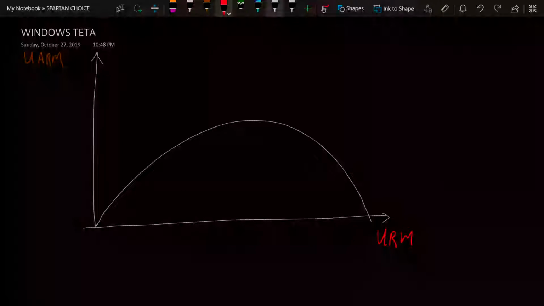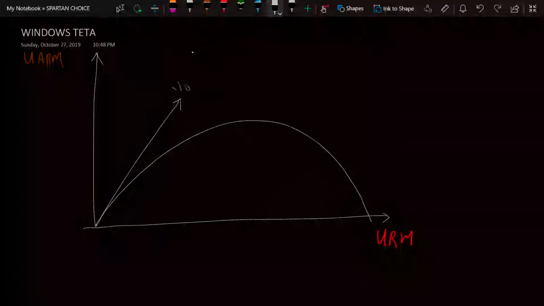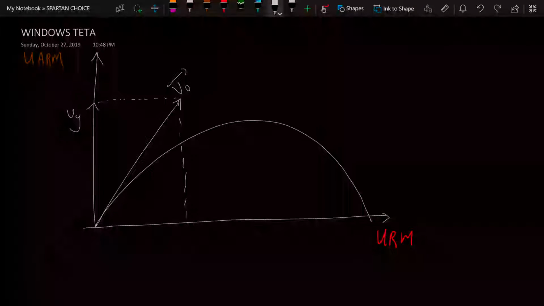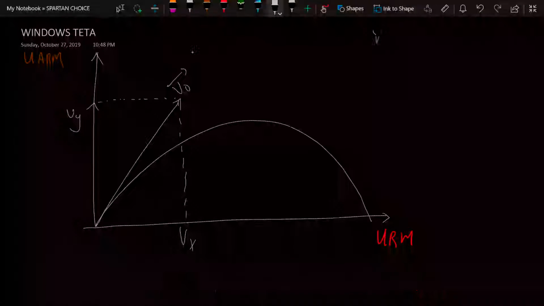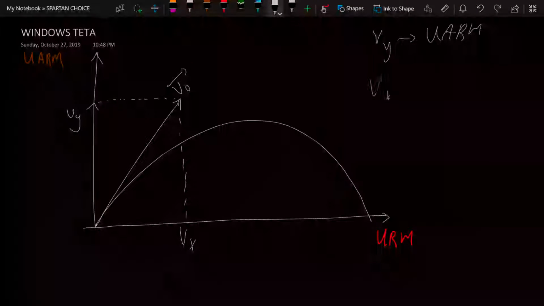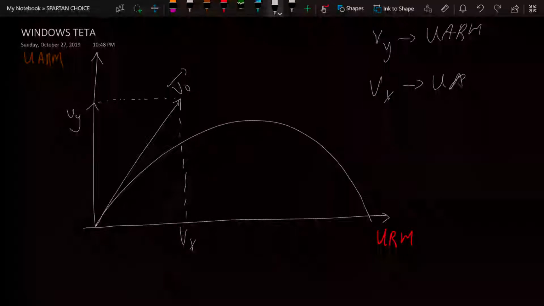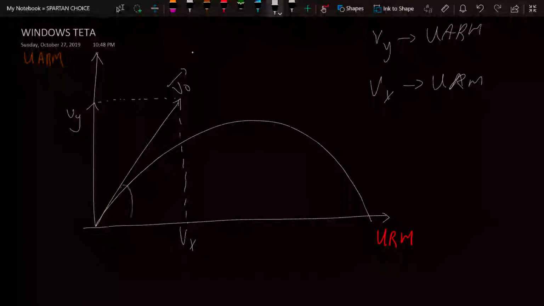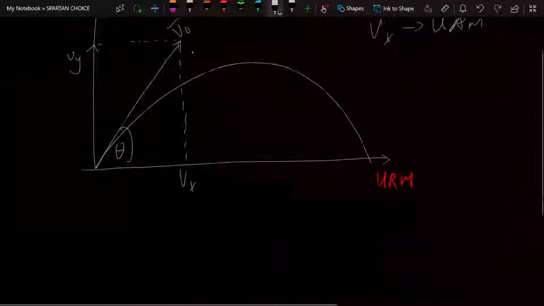Good enough? So you have a velocity vector going like this. Call it V0. This is your vertical component. This is your horizontal component, right? We know that Vy moves in UARM, and we know that Vx moves in URM. Is that good with you guys? Good enough. Now let's start by establishing some relationships.